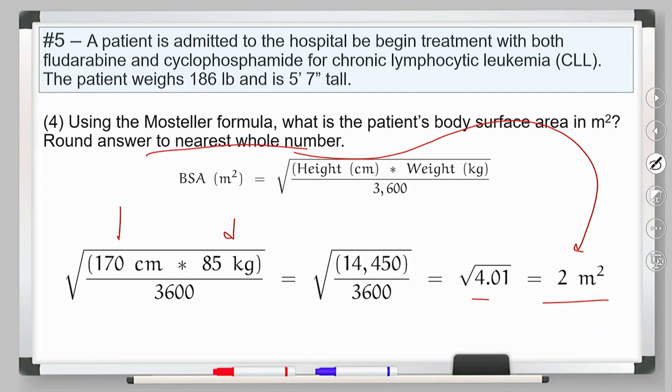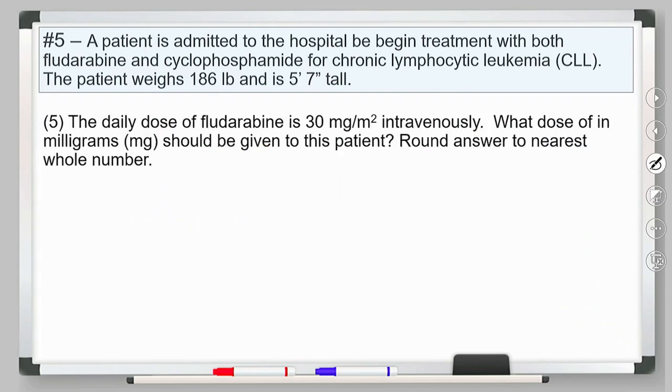I went through that kind of quick. Is everyone okay with it? You see where it is the same steps in the same way. And so this is an important thing. Just do your conversions correctly. And a big part for the quiz and the exam, because BSA dosing is common for chemotherapy drugs, is to make sure you can calculate the BSA correctly. So in this case, it was 2 meters squared.